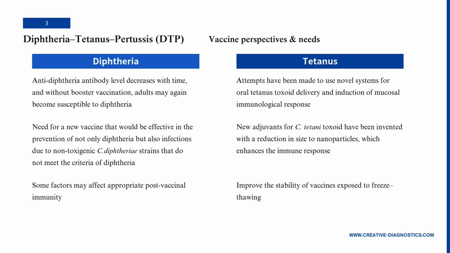Anti-diphtheria antibody level decreases with time, and without booster vaccination, adults may again become susceptible to diphtheria. Invasive non-toxigenic C. diphtheriae strain infections are now occurring. There is a need for a new vaccine that would be effective in the prevention of not only diphtheria but also infections due to non-toxigenic C. diphtheriae strains that do not meet the criteria of diphtheria. Investigators attempted to use a novel system to develop oral tetanus toxoid and induce a mucosal immune response. New adjuvants for C. tetani toxoid have been invented with a reduction in size to nanoparticles, which enhances the immune response.